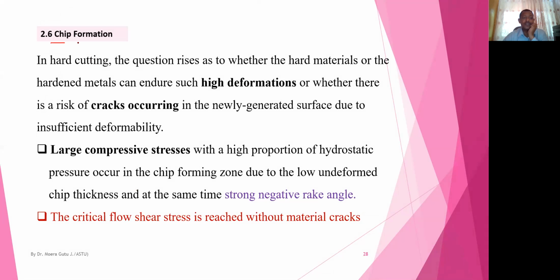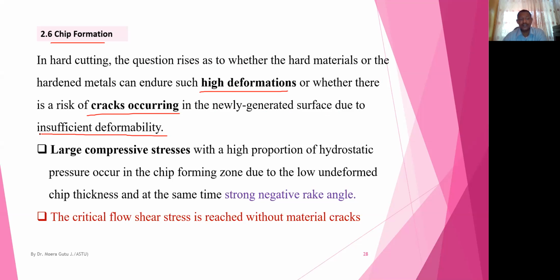The chip formation. What is the chip formation during hard cutting? In hard cutting, the question arises as to whether the hard materials or the hardened metals can endure such high deformation, or whether there is a risk of cracks occurring. There is high deformation of the workpiece material. There is a high formation of cracks in the workpiece material in the newly generated surface due to insufficient deformability.